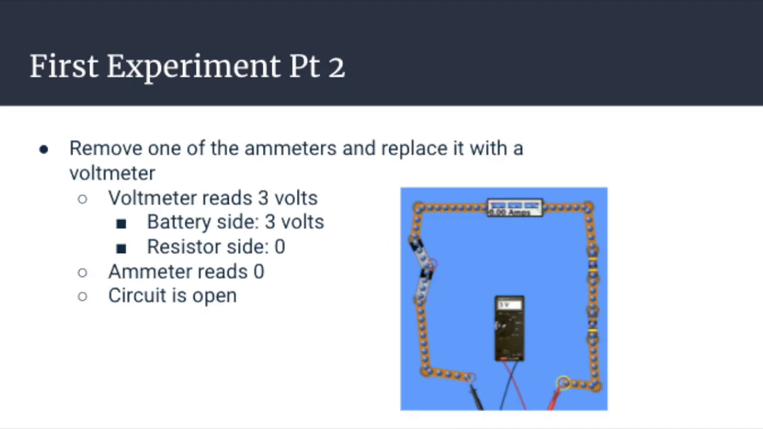Now, remove one of the ammeters and replace it with a voltmeter, and read what it is and the remaining ammeter display. The voltmeter reads 3 volts, which makes sense because the batteries have 3 volts and the resistors have 0. The ammeter reads 0 because the voltmeter does not act as a close to the circuit, so it is still open and the current flowing is 0.